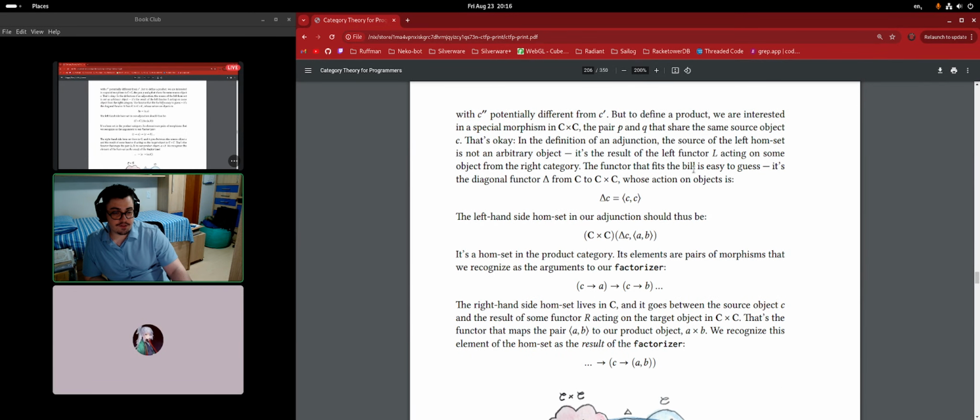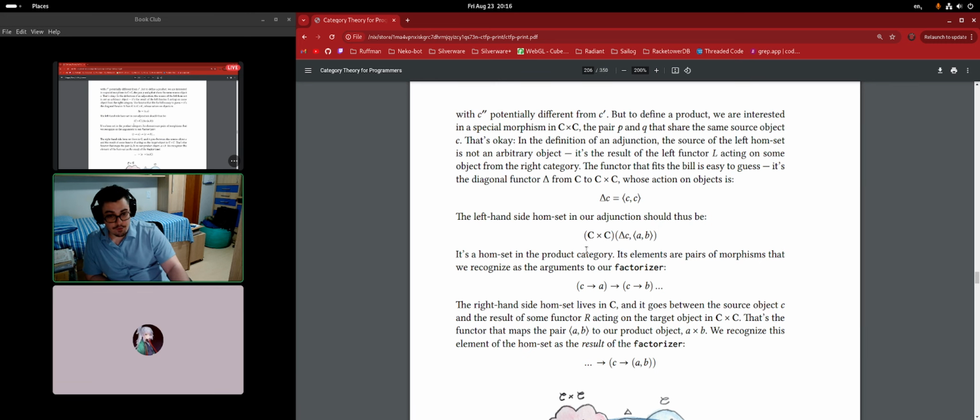The functor that fits this bill is easy to guess. It's the diagonal functor. Oh, the L functor. Yeah, I see. Whose action object is this. The left-hand side home set in our adjunction should thus be... No, it's actually delta C, not IC. Oh, delta C, sorry.